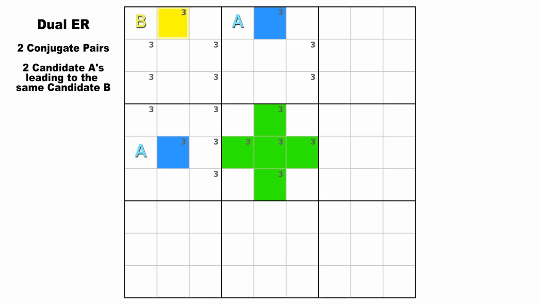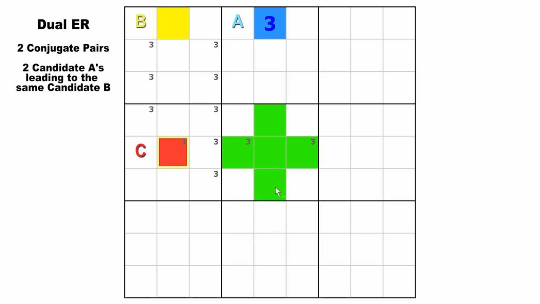So we have 2 candidate A's, and we can look at this from both sides. First, let's look at the candidate 3 in the blue cell in row 1, column 5. If that candidate 3 is true, then that negates all the other 3's in column 5 and leaves these locked candidates in row 5. So one of those 2 3's in the green cells has to be true because those are the only 2 3's left in block 5. So that means the candidate 3 in row 5, column 2 must be false, and you can eliminate it.